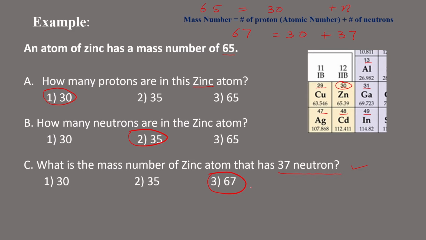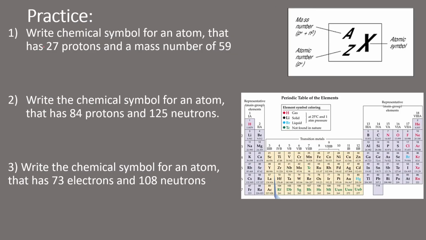So you notice that the number of protons will never change for an element, but it is possible that an element may have a different number of neutrons in it. And we will see this in the next few slides. Let's do some practice here.